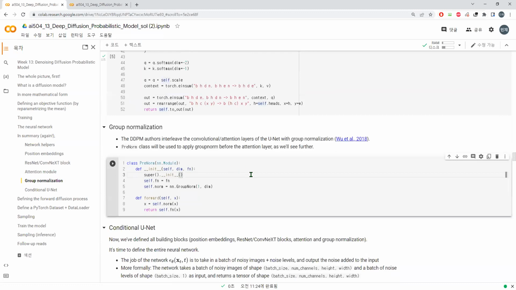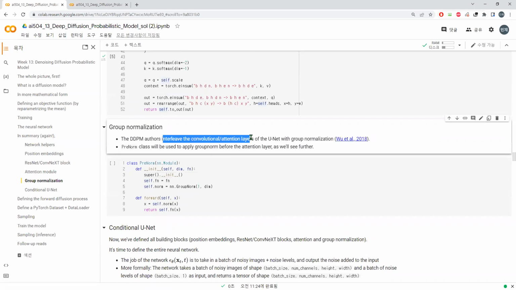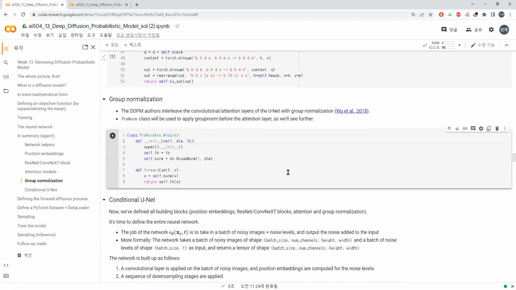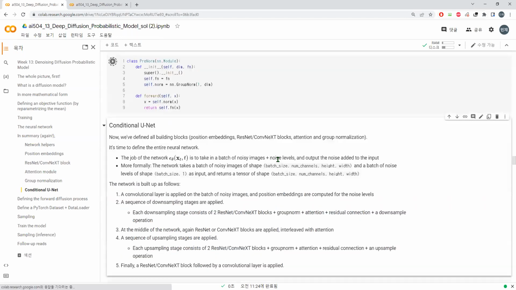Group normalization. DDPM models interleave the convolutional and attention layers of the unit with group normalization. And this will be a single block for our unit, and just run it.